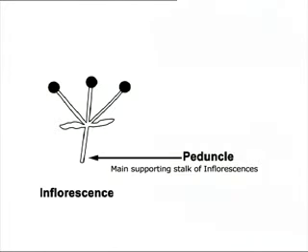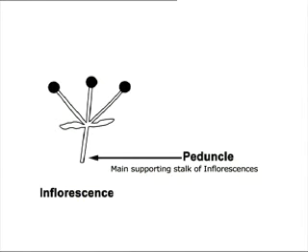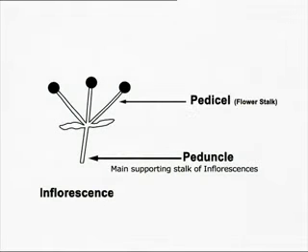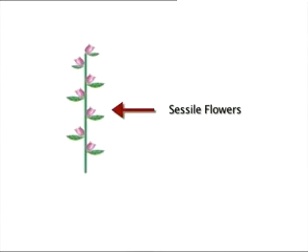The stalk of an inflorescence is known as peduncle and the main axis bearing the flowers within the inflorescence is called the rachis. The peduncle usually bears no leaves. Each flower may be attached to the main axis by a stalk called a pedicel and the flowers are thus termed pedicellate. Sometimes the flowers do not possess a stalk and are termed sessile.